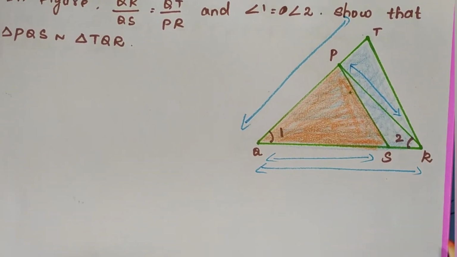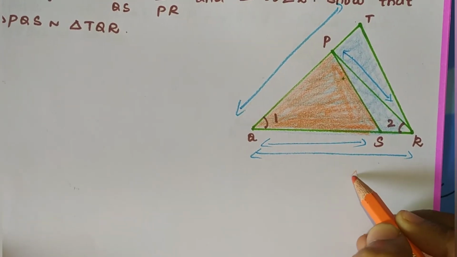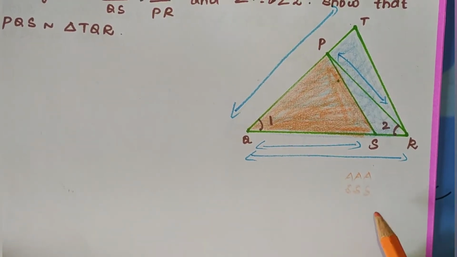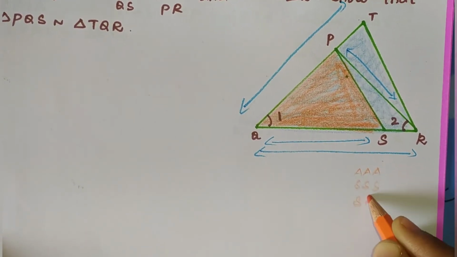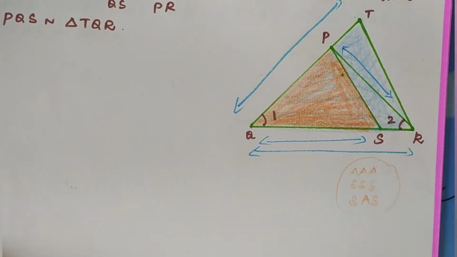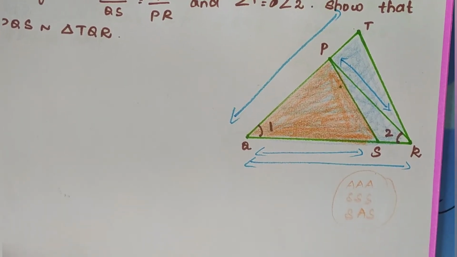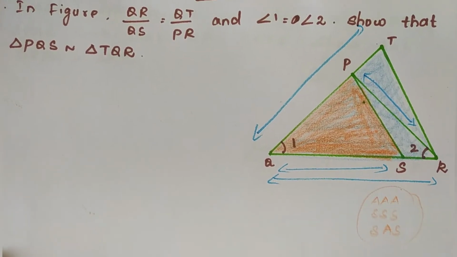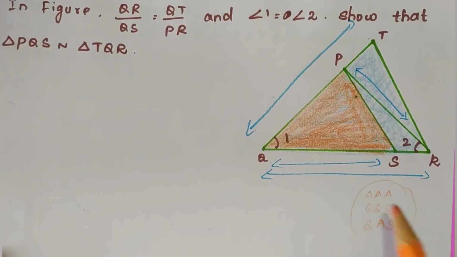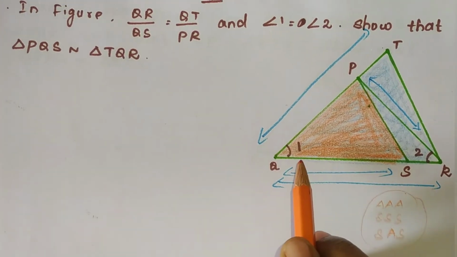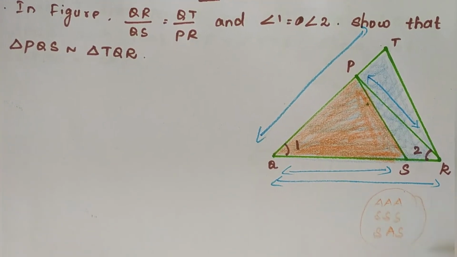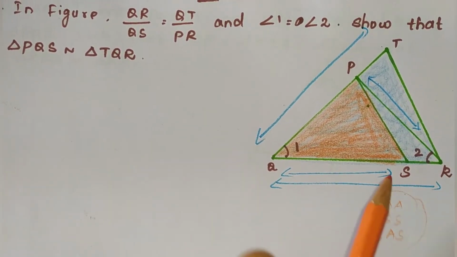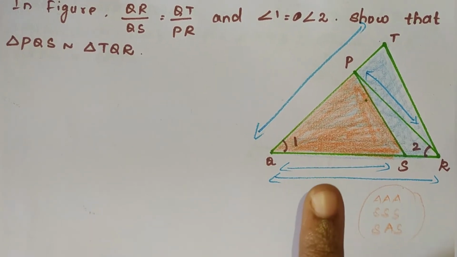What are all the ways we can prove it is similar? By AAA criterion, or otherwise SSS similarity criterion, or otherwise SAS. With these three similarity criteria, we can prove that two triangles are similar. So which one can we apply here? First you have to choose that. Here they said from the given only you have to see which similarity criterion we can use. They said angle 1 is equal to angle 2, so for one angle only.